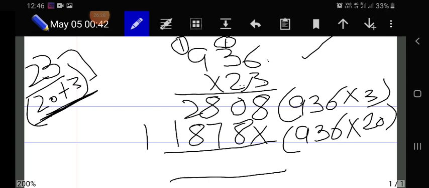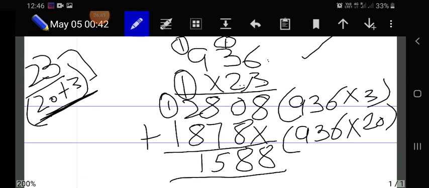So now we are going to add both these numbers. 8 plus nothing is 8, 0 plus 8 is 8, 8 plus 7 is 15, and 8 plus 2 is 10 plus 1, 11, 1 plus 1 is 2. So the answer is 21,588. 21588. Okay.